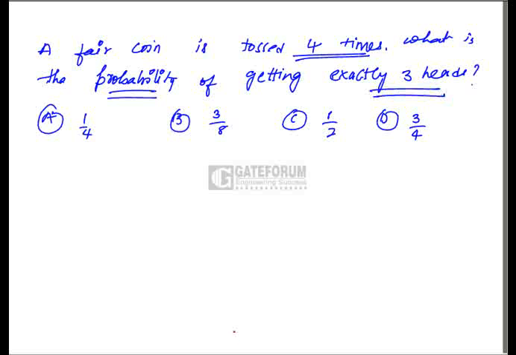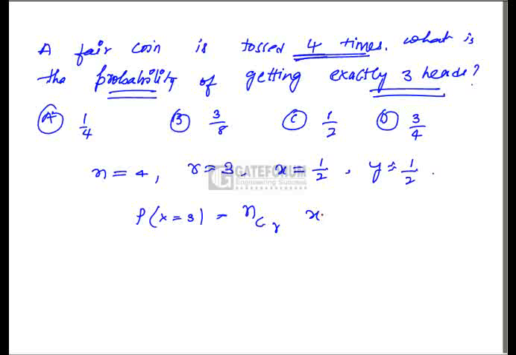Now we'll solve this problem by using the binomial distribution. Here the total number of times a coin is tossed, that is n, is given as 4, and the required probability is of getting heads thrice, so r equals 3. x is nothing but the probability of success. Success is getting a head, which is 1/2, and y is the probability of getting a failure, which is again 1/2. Now we need P(X = 3), which is given by the formula nCr into x to the power of r into y^(n-r).